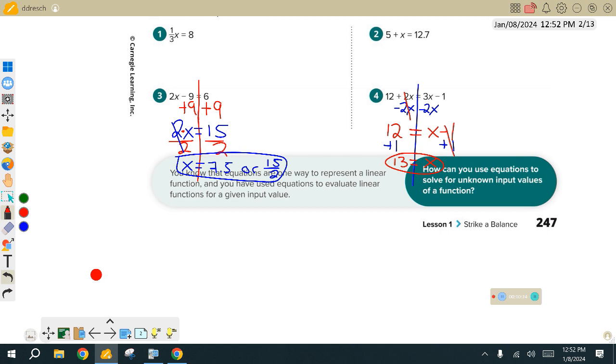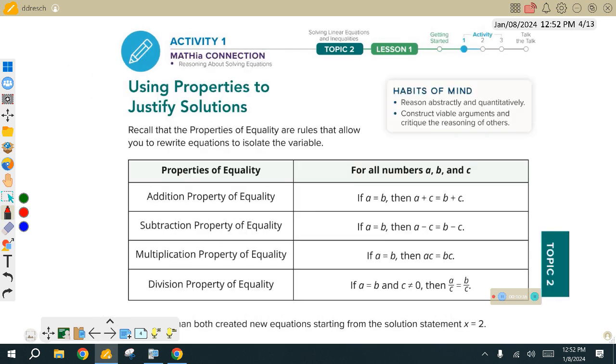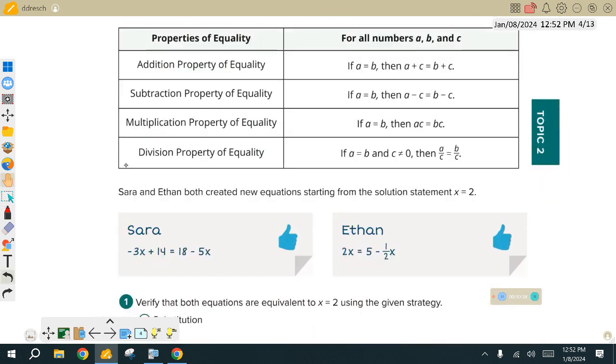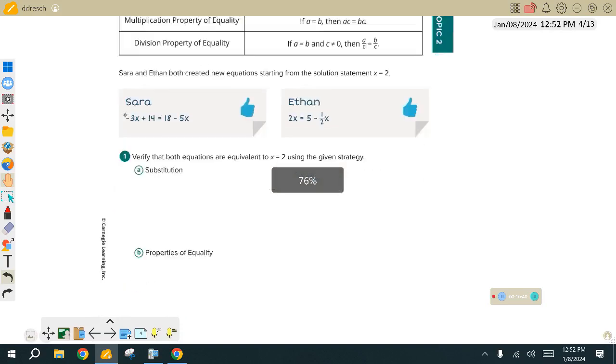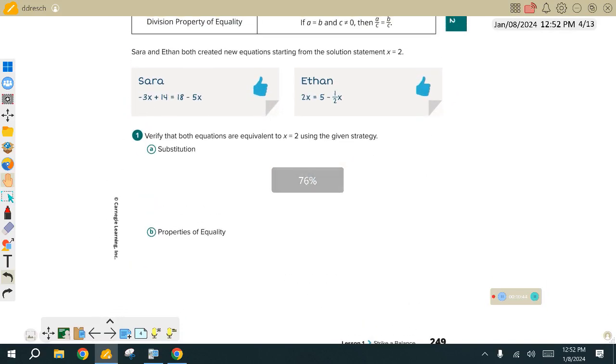So X is 13. So we got a little bit more going on with that. We're going to have a little bit more today going on with this. We're going to ramp it up a little bit. So let's do that. Let's flip it. So let's go to the next page. This page here was Sarah and Ethan, page 249. Let's take Sarah here. Sarah's got an equation here, okay? So let's take a look at Sarah's equation.